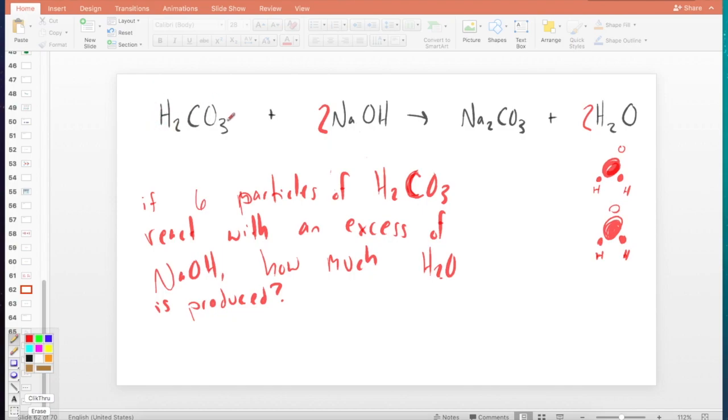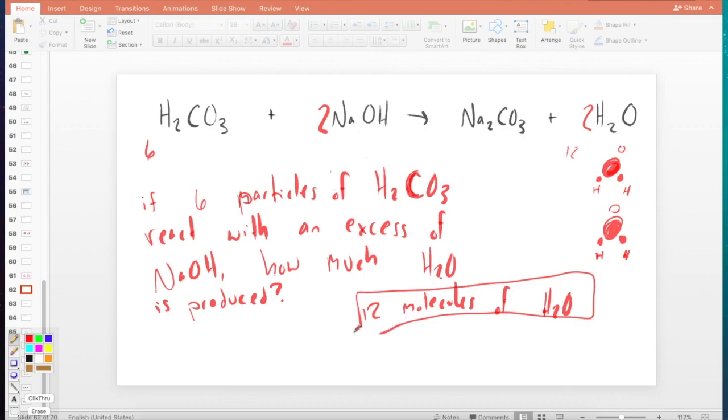If I have 6 particles of H2CO3, how much water am I going to produce? Well, to do this, I have to look at my recipe. I have to look at my chemical equation. My chemical equation says that for every 1 piece of H2CO3, I create 2 pieces of H2O. So, if I start with 6 pieces of this, how many pieces of H2O will I make? 12. It's a 1 to 2 ratio, so 6 times 2 would be 12. I would end up with 12 molecules of H2O.